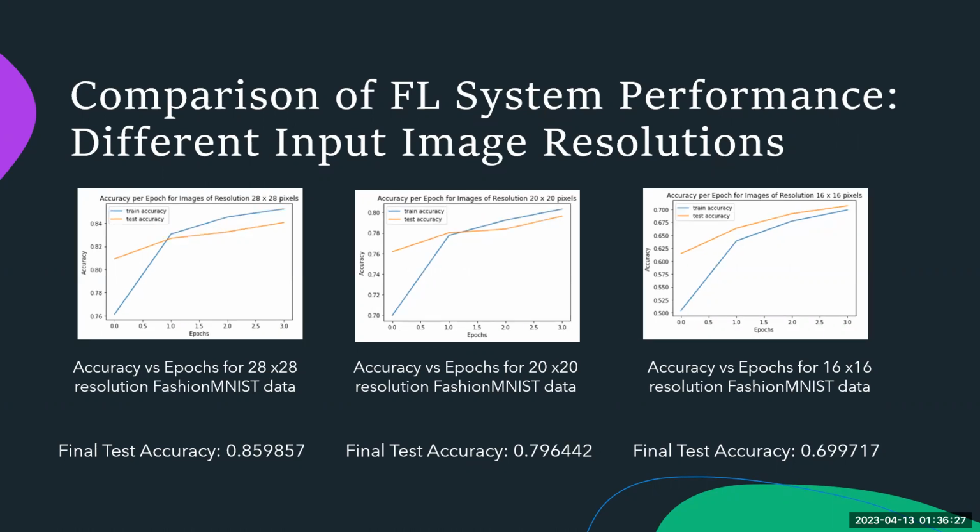We perform the same experiment on Fashion MNIST data as well, and again vary the input resolutions between 28 by 28, 20 by 20, and 16 by 16. Even in this case, decrease in resolution causes reduction in the final accuracy. Thus, we can see that input image resolution is an important parameter, as higher resolution leads to higher accuracies.